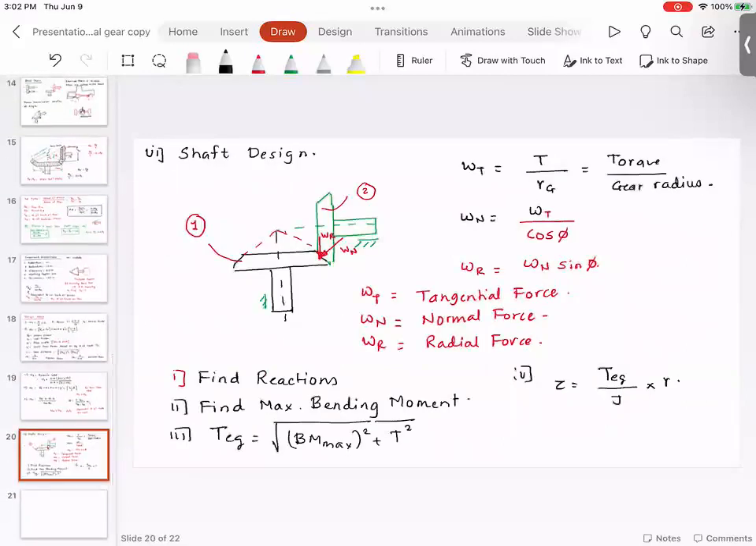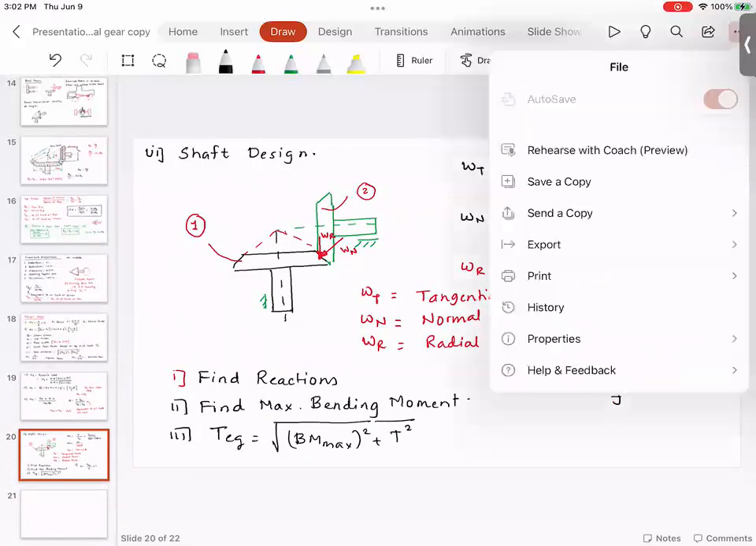The last part is you want to design the shaft. And again, the shaft design totally depends upon the configuration. So in this particular configuration, I have shown the gear and the pinion are cantilevered, but they can be simply supported. So depending upon how that shaft is to be designed, you will find the reactions, find the maximum bending moment, find the T equivalent, and then find the torsion equation for shaft design. Any questions?